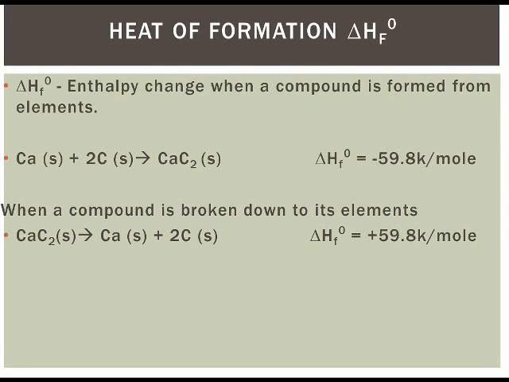Heat of formation is really exactly what it sounds like. It is the heat that is produced, or the change of heat, when a compound is formed from its elements. So for example, if we have calcium plus 2 carbon, we get calcium carbide. The heat of formation for that is minus 59.8 kilojoules per mole, and we can see it's a minus sign, so that means it's exothermic. When the calcium and the carbon combined, 59.8 kilojoules per mole was released.